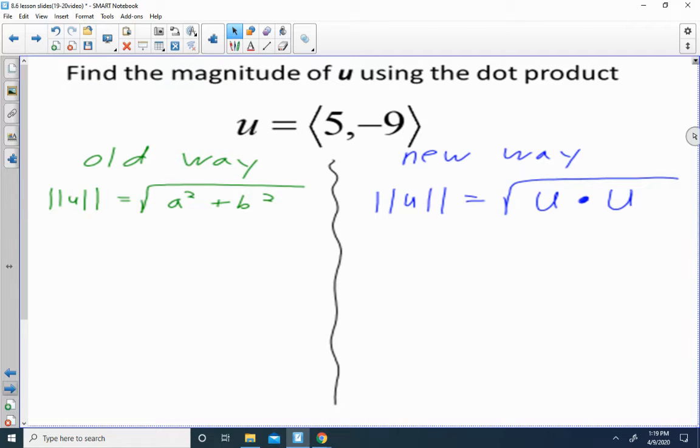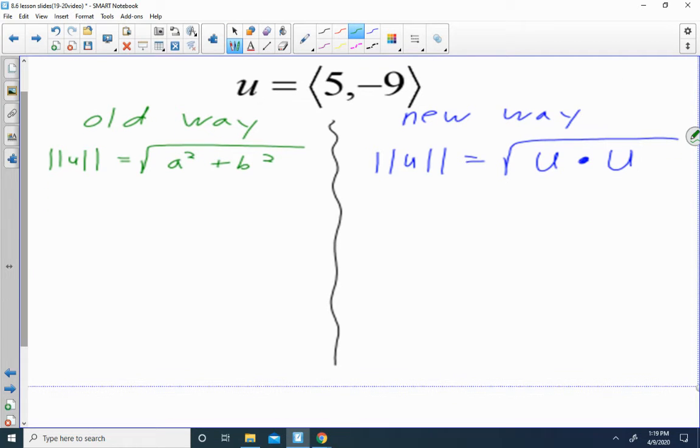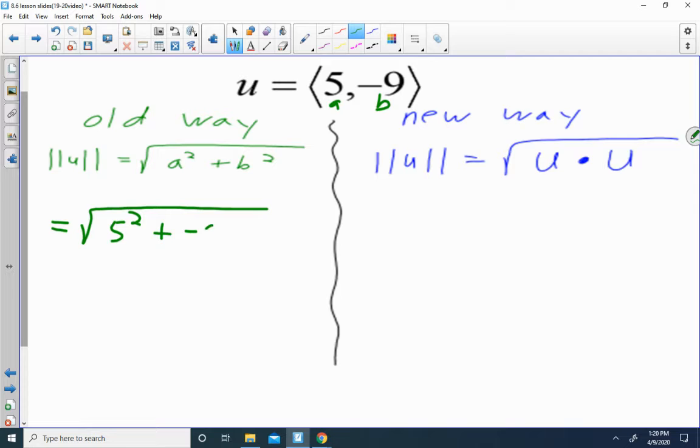So here we have the vector u, and we need to find its magnitude. I'm going to do this twice. I'm going to show you how we find the magnitude the old way, and then the new way with the dot product. So let's first do the old way. To find the magnitude of u, you had to do a squared plus b squared, where 5 would be the a and negative 9 would be the b. So then you do 5 squared plus negative 9 squared and go from there.